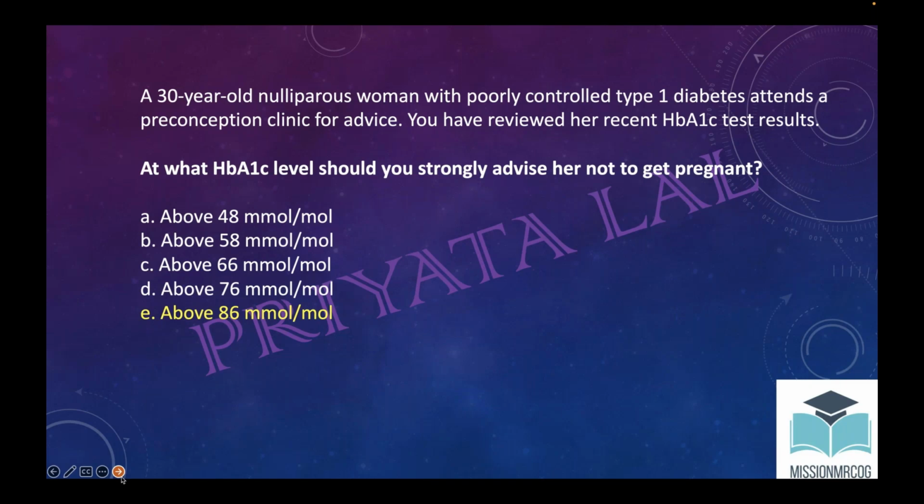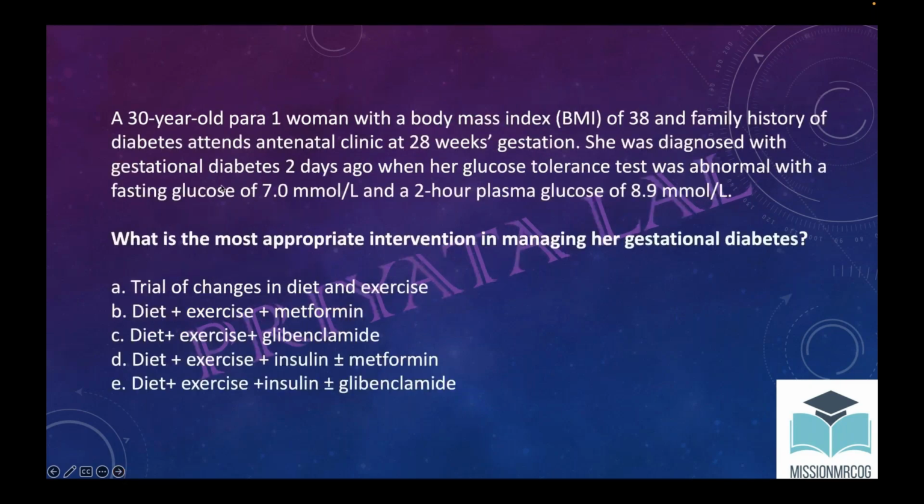Now, a patient with BMI 38, family history of diabetes, attends clinic at 28 weeks. She has GDM and glucose tolerance is fasting 7, 2 hours 8.9. So, what is the most appropriate intervention in managing GDM in her case? How would you manage? B, ma'am. Diet, exercise, insulin, metformin. Yes, it will be B because it is more than 7. So, you have to add insulin and metformin plus or minus.